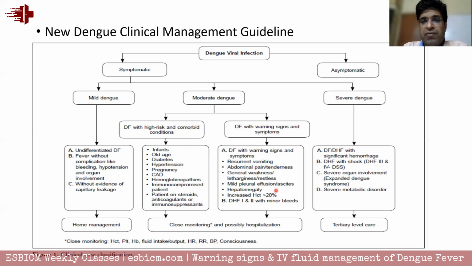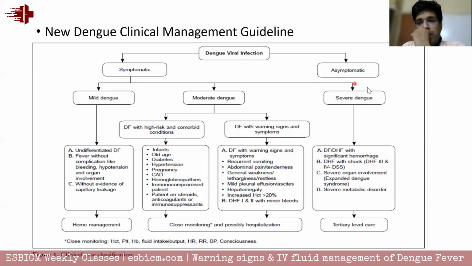But on average, if you see the CBC of a patient and the hemoglobin is coming 15, 16, you know that this patient is dehydrated. Usually it's somewhere around 12 to 14. So if hemoglobin is a little bit high, that means the patient is a little bit dehydrated. And dengue hemorrhagic fever with minor bleeds also comes under moderate dengue.